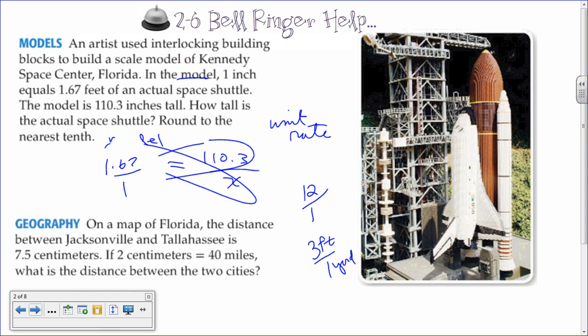Okay, so now let's look at the next one, the geography part. On a map of Florida, the distance between Jacksonville and Tallahassee is 7.5 centimeters. If 2 centimeters equals 40 miles, what is the distance between the two cities? 150. Okay, how did you set it up? So I did 2 over 40 equals 7.5 over X. 2 over 40 equals 7.5 over X.